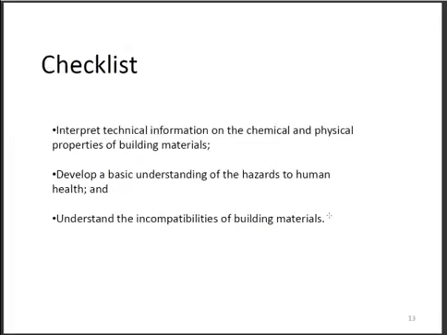We're going to refer to the checklist to see what we have learned from this topic. First, interpret technical information on the chemical and physical properties of building materials, and we talked about that. And develop a basic understanding of the hazards to human health. We talked about a few instabilities or incompatibilities of building materials that may be damaging to human health, and we need to understand the incompatibility of building materials.